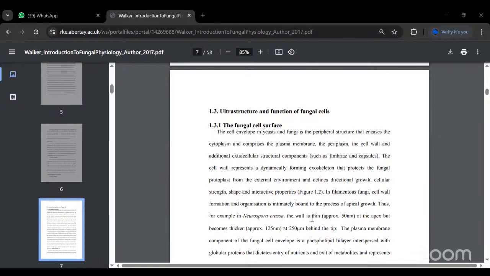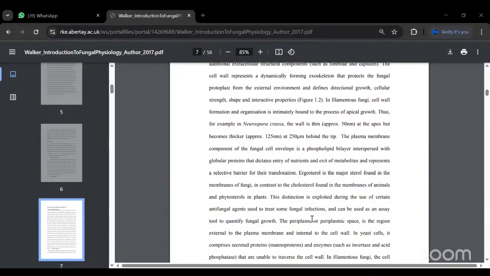And the plasma membrane: components of the fungal cell envelope include a phospholipid bilayer interspersed with globular proteins that mediate entry of nutrients and exit of metabolites, and represent a selective barrier for translocation. Ergosterol is the major sterol found in members of the fungi.